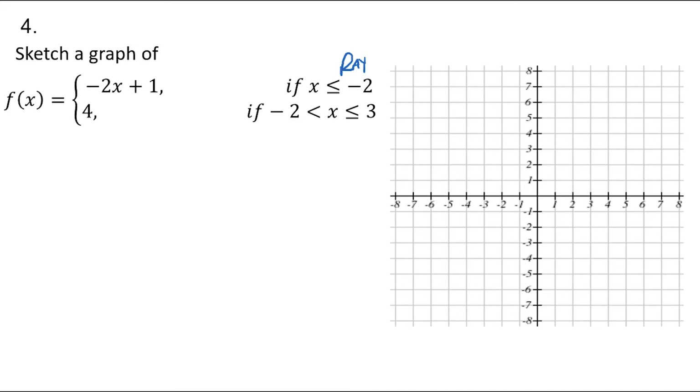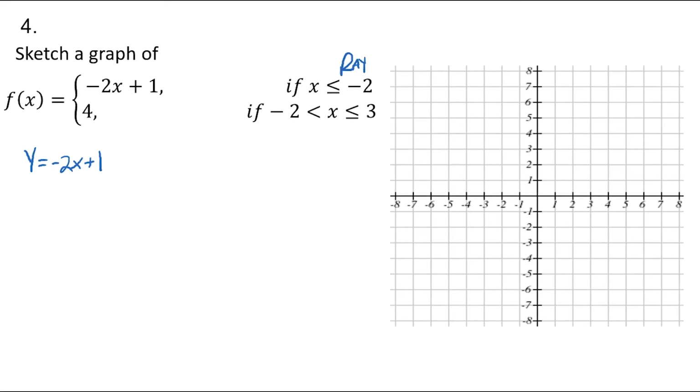We can do that by looking at y is equal to negative 2x plus 1. This is in slope-intercept form, and we could use that to graph this. But notice that the only values for x that we can input are when x is less than or equal to negative 2. So this ray is actually not going to intercept the y-axis.